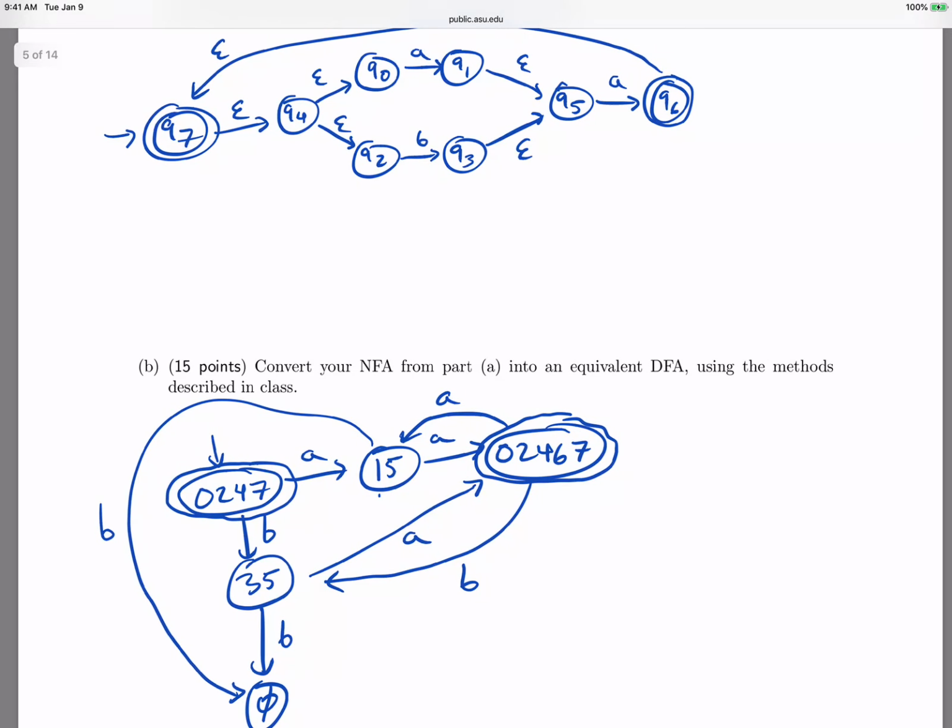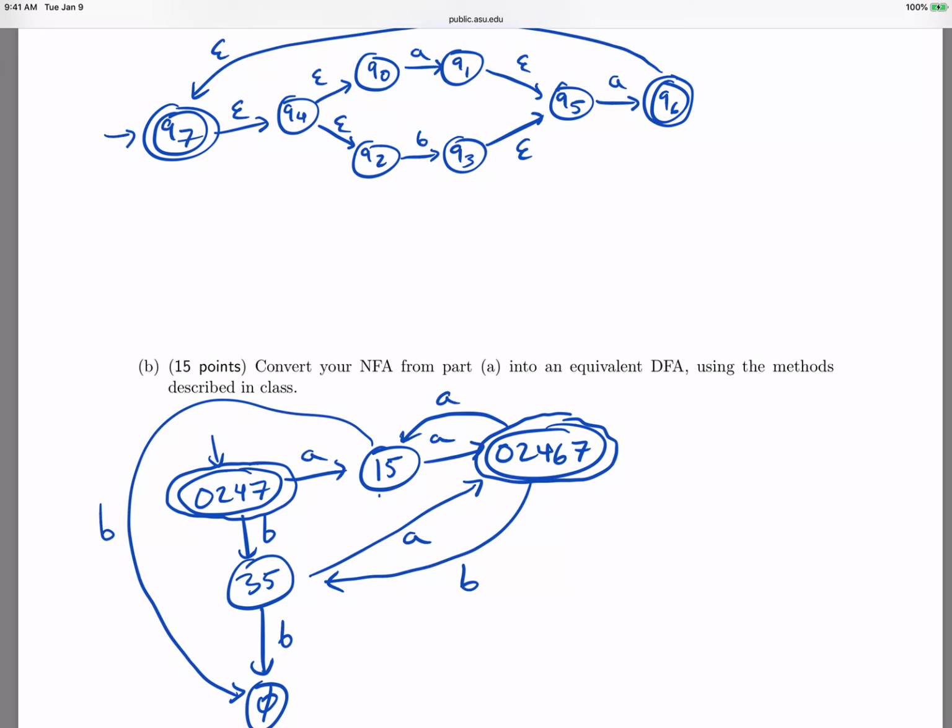But here is just considering epsilon closure. So the start state is, well, I start in 7, but I can also go to 4, 0, and 2. So that's why I called the start state of my DFA 0, 2, 4, 7. I just listed them in numeric order. And then I figured out, okay, if I go on A from any of these states, the only one that actually matters is the Q0 one. So if I go on A there, I go to Q1, but then I consider epsilon closure from there, which only gets me down to Q5. So the state I go to is 1, 5.